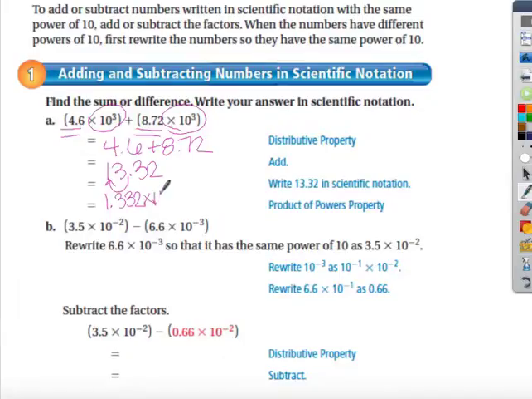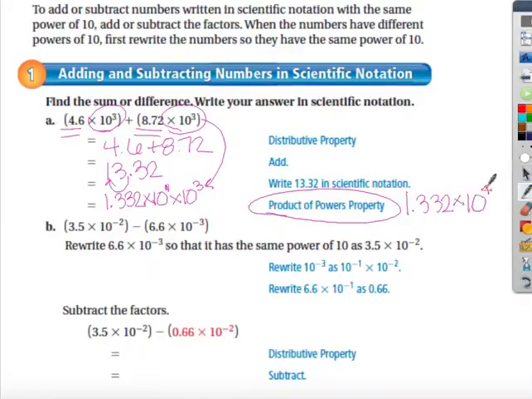So this number would be 1.332 times 10 to the first power, because we moved our decimal one place. And then we cannot forget our original power of 10, which was 10 to the third. Now, we have to use our product of powers property to simplify this final answer. And we know that when we multiply two powers with the same base, we can add the exponents. So the final answer would be 1.332 times 10 to the fourth power.